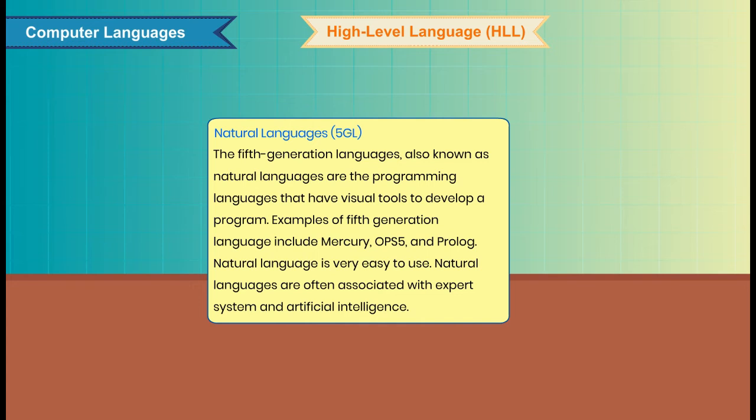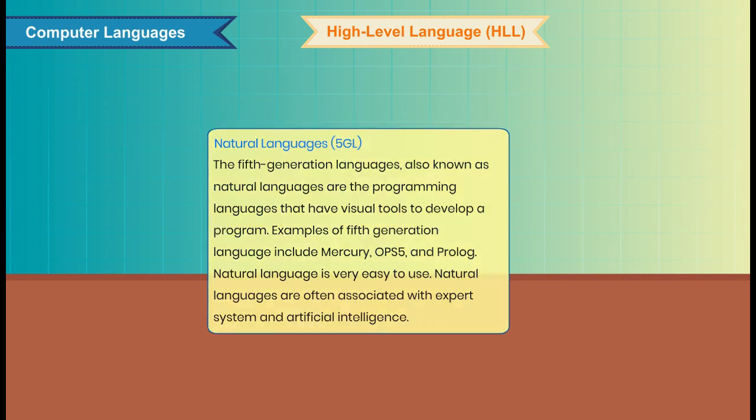Natural languages, 5GL. The fifth generation languages, also known as natural languages, are the programming languages that have visual tools to develop a program. Examples of fifth generation language include Mercury, OPS5, and Prolog. Natural language is very easy to use. Natural languages are often associated with expert system and artificial intelligence.